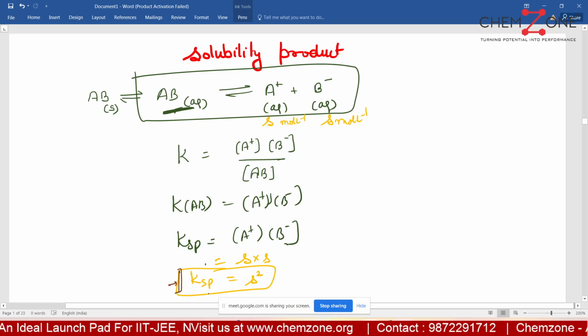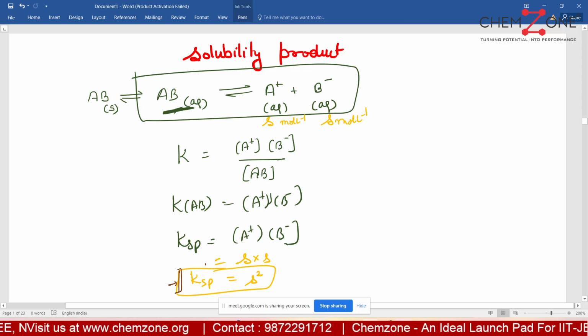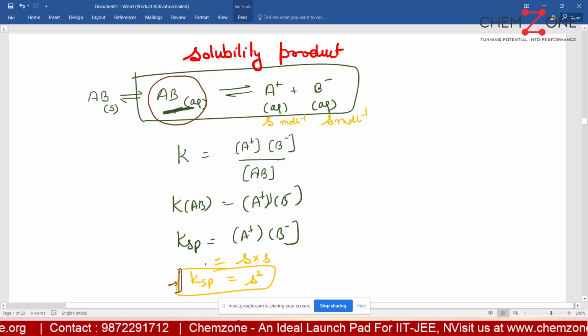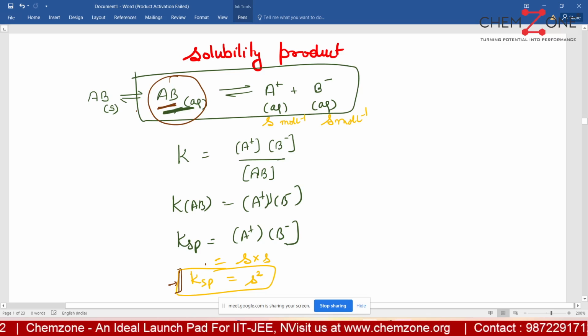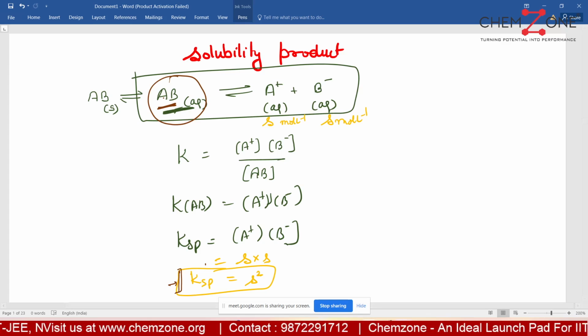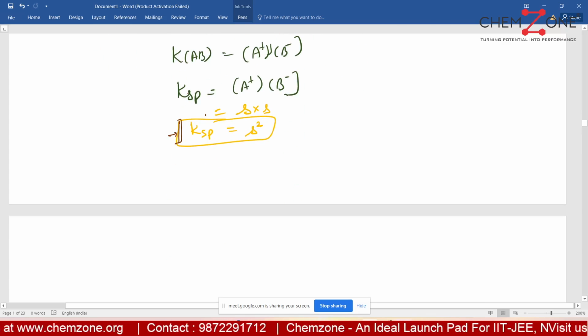Sir, is AB constant in this? Yeah, because in the saturated solution, when it is saturated there's no change in the concentration of the undissolved AB. Every concentration becomes constant in a state of equilibrium. Note it down, all this.